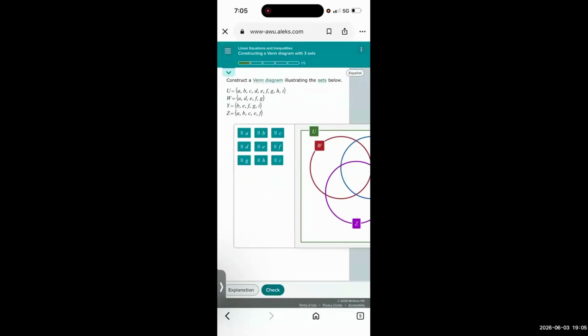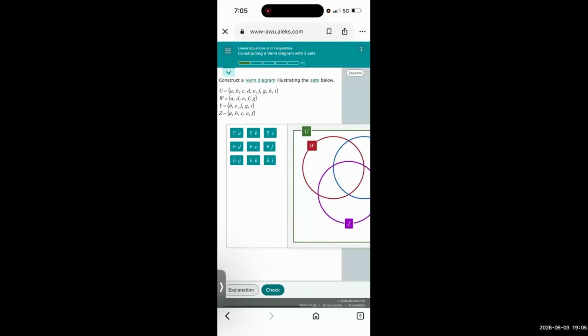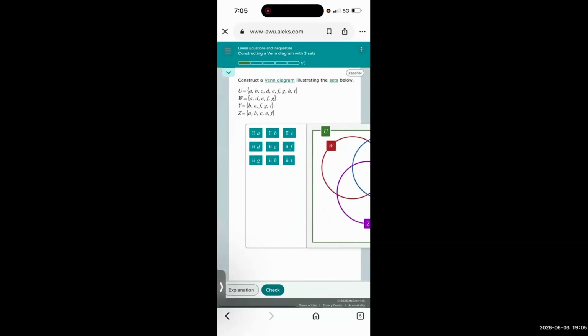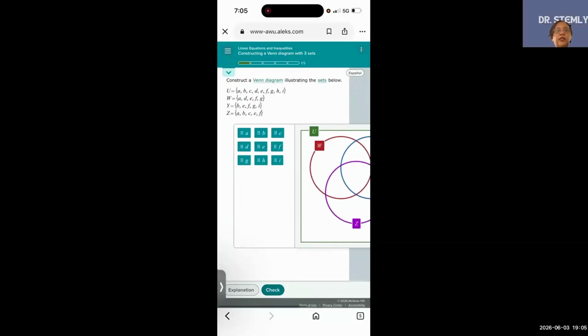All right. So you can see D, E, F, G, H, I. Okay. So that's the big one. So all of them have A. Oh, no. Only U, W, and Z. So which letter is in all three, W, Y, and Z? And then put that in the center.